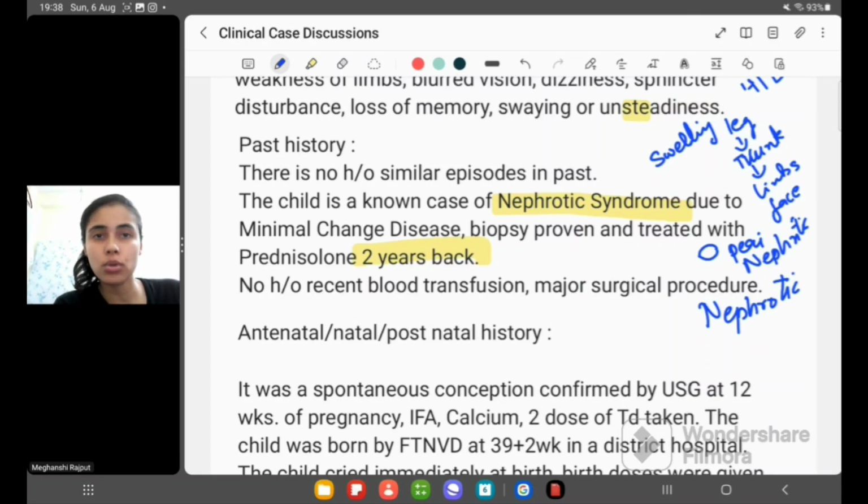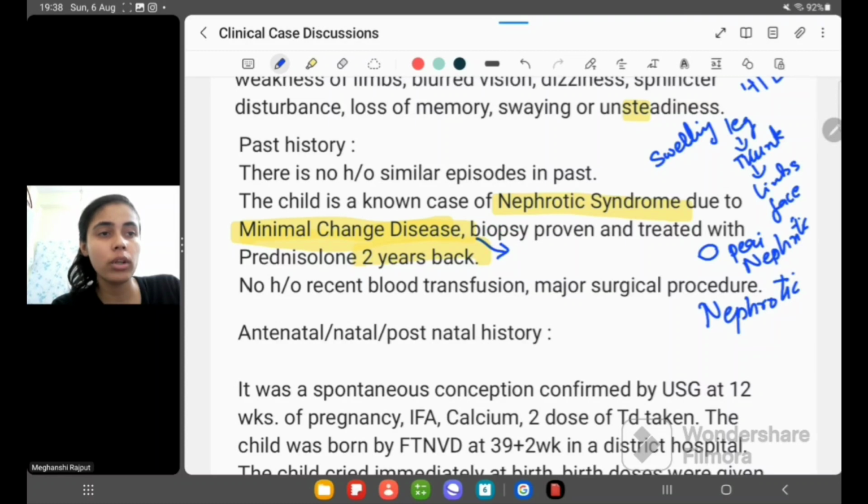Now, it could be a first episode of nephrotic syndrome, or relapsing recurrent episodes of nephrotic syndrome. Once they are treated, the most common cause of nephrotic syndrome, when we perform the biopsy in these children, we say it is MCD, or minimal change disease. Why is it named minimal change disease? Because on microscopy, not much changes are visible in them. So it is minimal change.